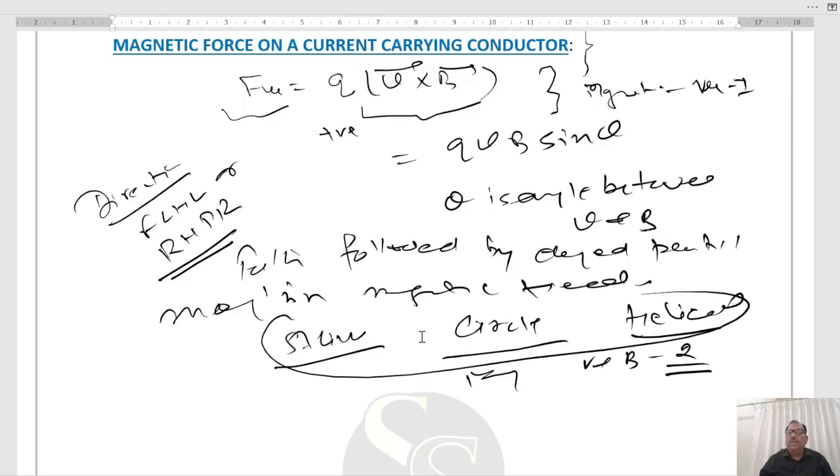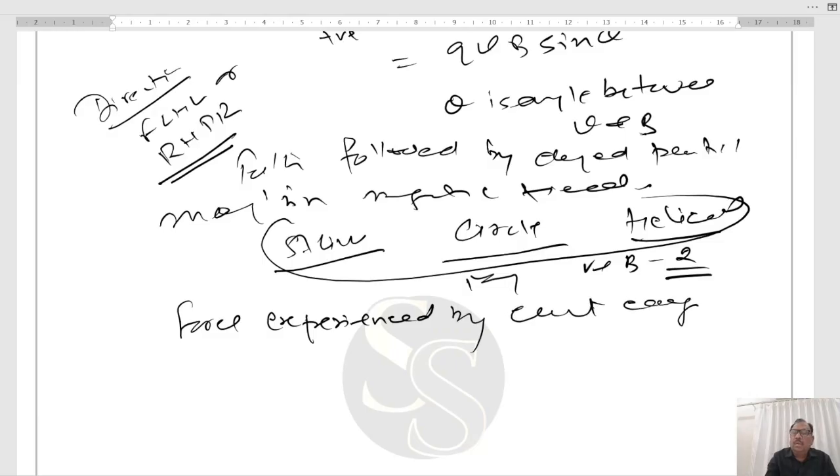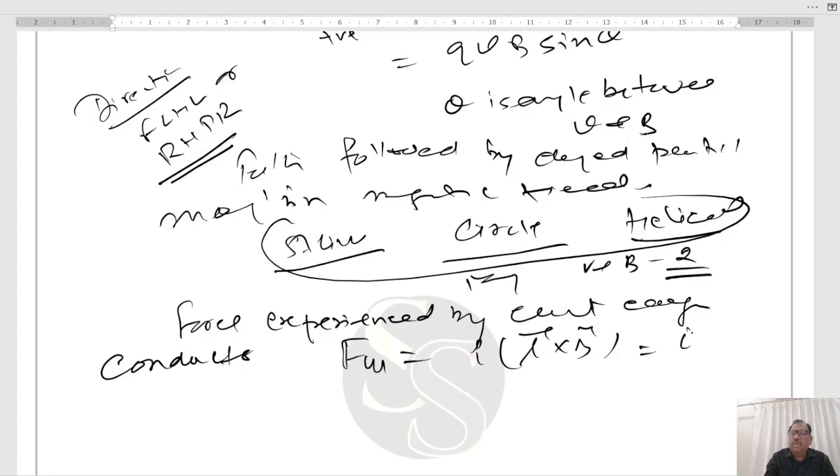Now in this session, I am going to discuss the force experienced by a current carrying conductor. The force experienced by a current carrying conductor is given by Fm equal to I L cross B, that is ILB sin theta.